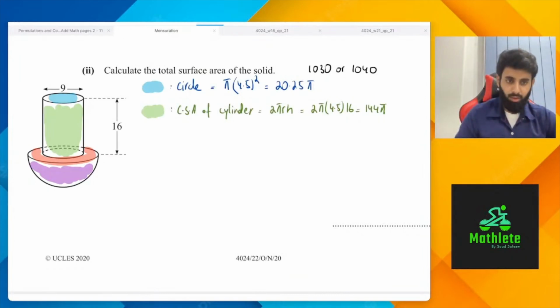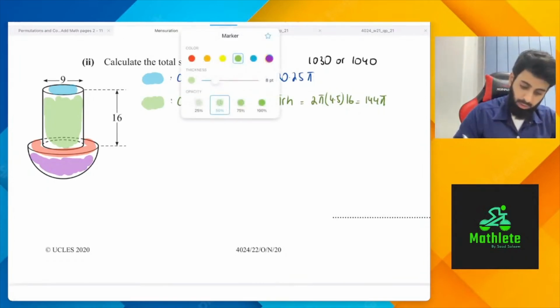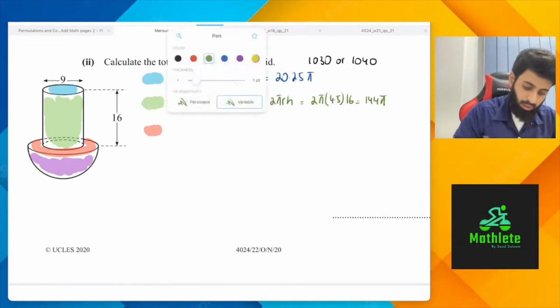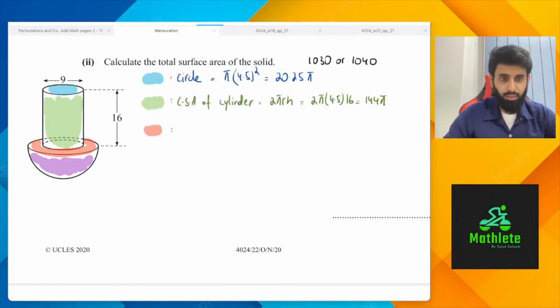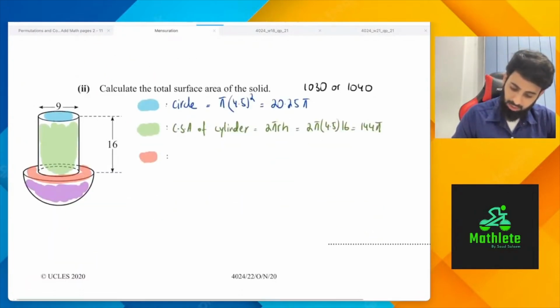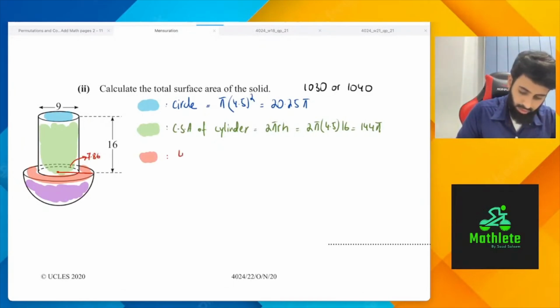Okay, so done with the green part. Now let's talk about the red part. ठीक है, what is the red part? अब red part के लिए there's quite a bit of work that needs to be done. उसके लिए we'll have to consider the radius of this hemisphere, which turned out to be 7.86. Since it's a circle, तो हम pi r square use करेंगे. So pi into 7.86 squared minus pi into 4.5 squared.